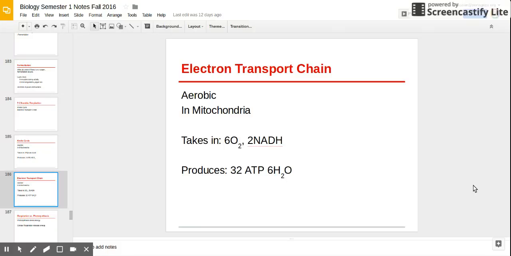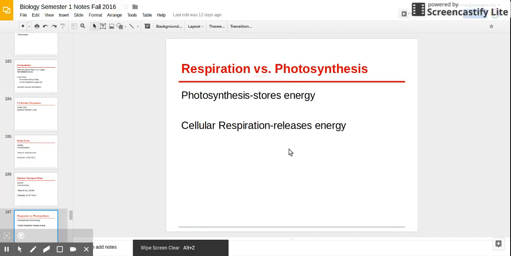So you guys now know the difference between aerobic and anaerobic. Okay. So let's talk really quickly about how the two are related. Okay. So respiration versus photosynthesis. One can't exist without the other. Okay. Autotrophs, heterotrophs rely on each other. Okay. Photosynthesis stores the energy from the sun. Cellular respiration releases it. Okay. The products of one are the reactants of the other.